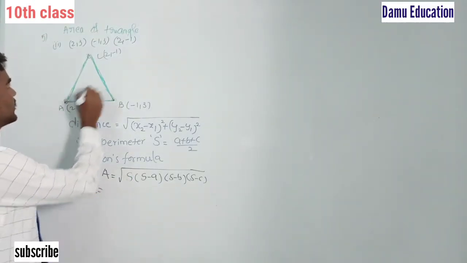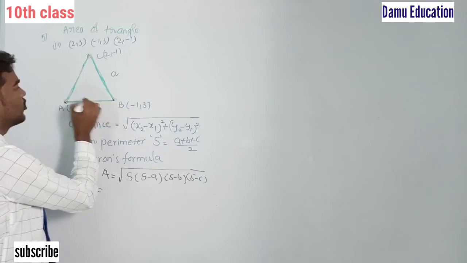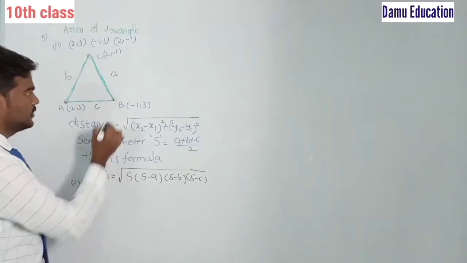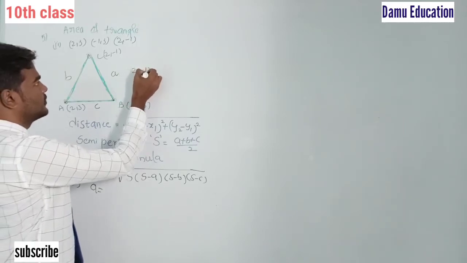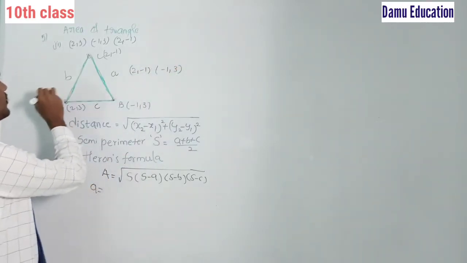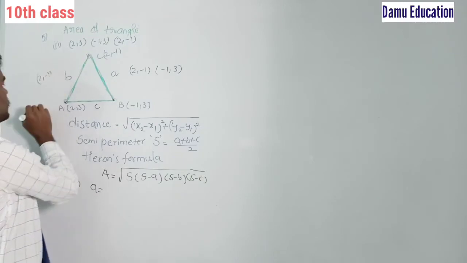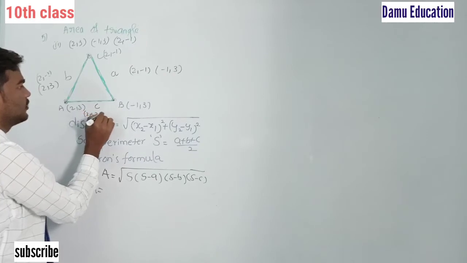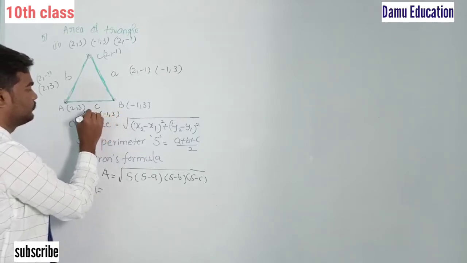A is opposite this one, this is small c, this is B. A will be equal to what? Here the coordinates are 2 comma minus 1 and minus 1 comma 3. B will be what? 2 comma minus 1 and 2 comma 3. Then C will be what? 2 comma 3 and minus 1 comma 3.